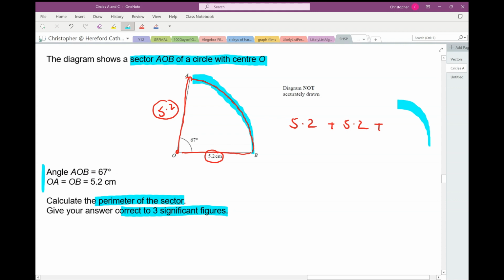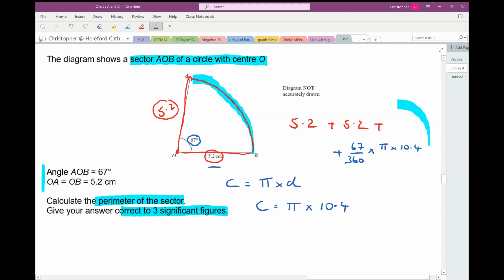So how am I going to find the length of that blue highlighted section of the circumference? Well, I know the circumference of the whole circle is pi times d, and d in this case is 10.4 because 5.2 is the radius. So I know the circumference of the whole circle is pi times 10.4, but I haven't got the whole circumference, have I? I've got just a certain fraction of it. What fraction? 67 degrees out of 360. So this blue arc has a length of 67 out of 360 times the whole circumference.